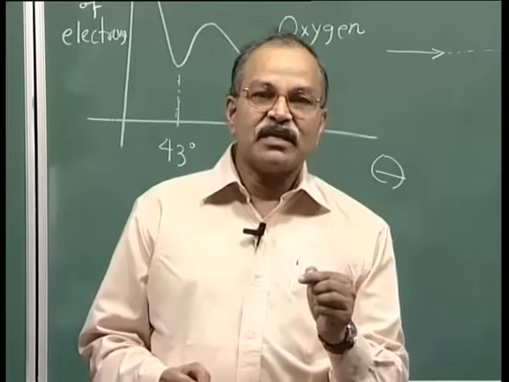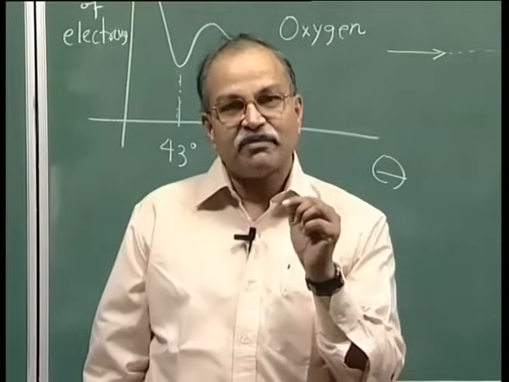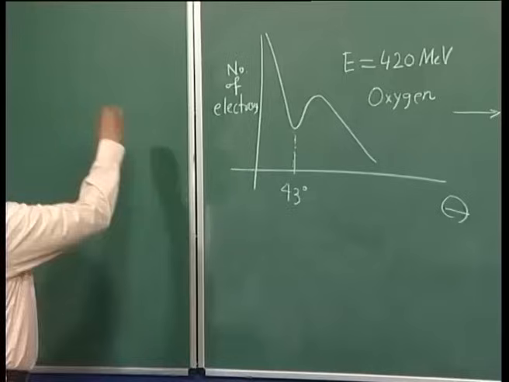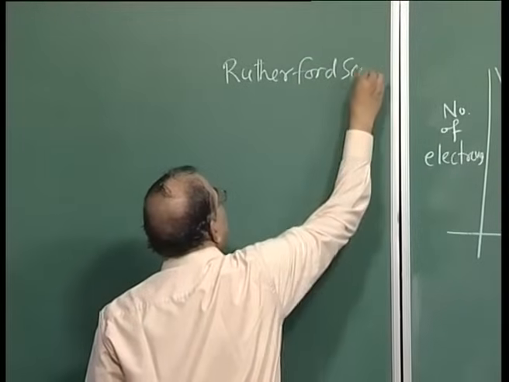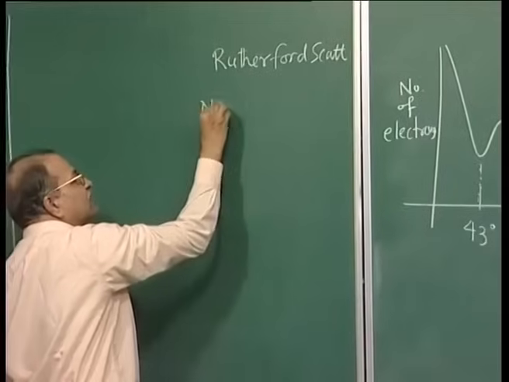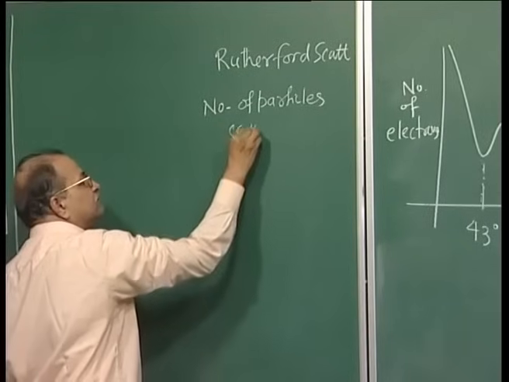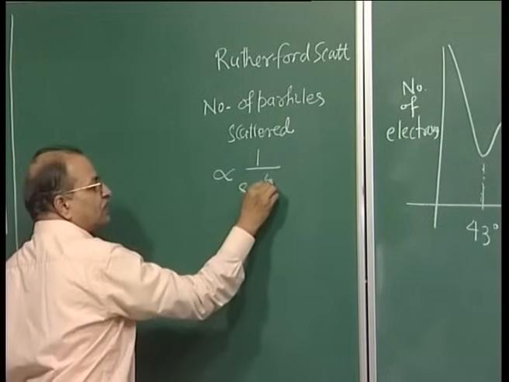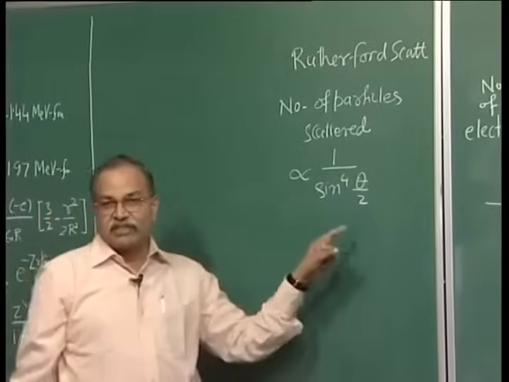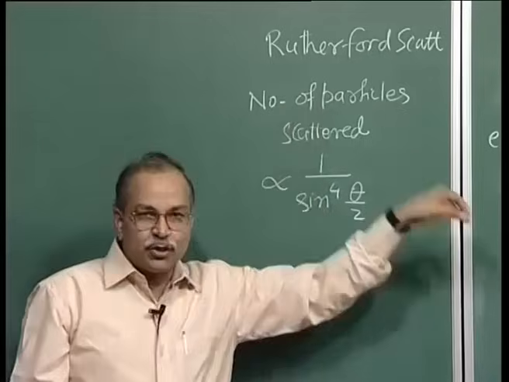It is a kind of Rutherford scattering. In Rutherford scattering, the formula derived, as I had told earlier, the number of particles scattered is proportional to 1 over sin to the power 4 theta by 2, that is cosec to the power 4 theta by 2, proportional to many other things, but the theta dependence goes like this. So, as theta increases, the sine increases and this number decreases. So, it should decrease.